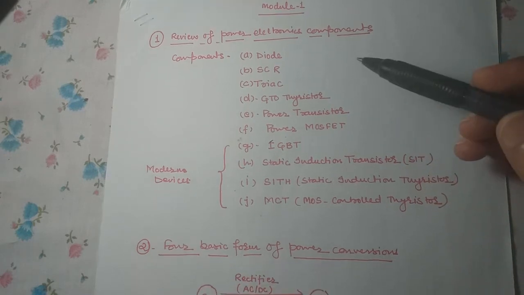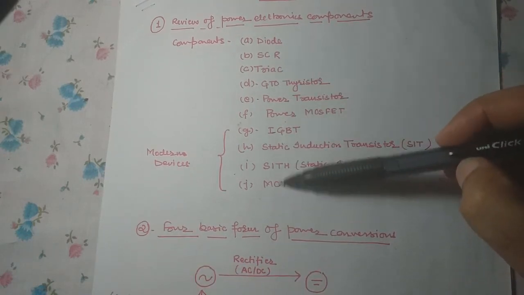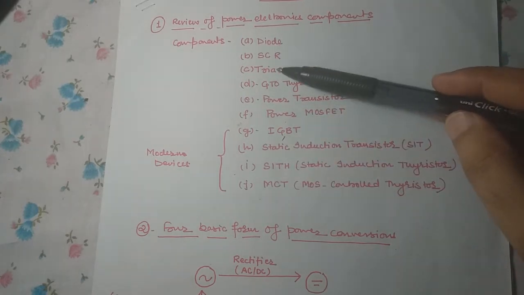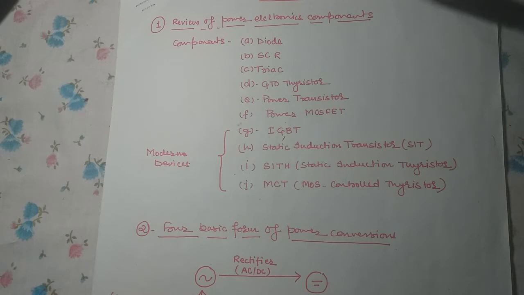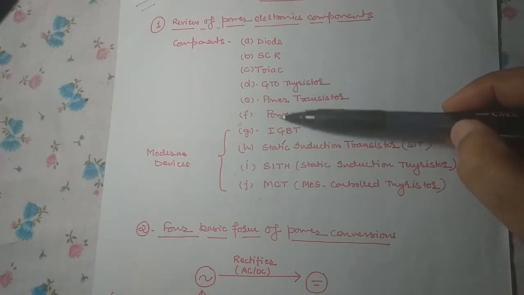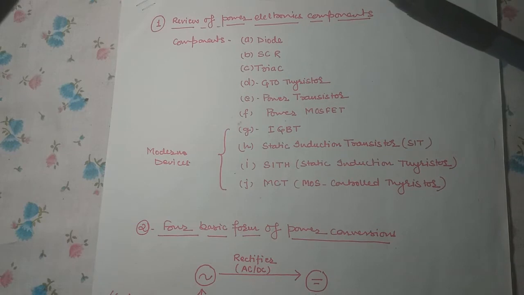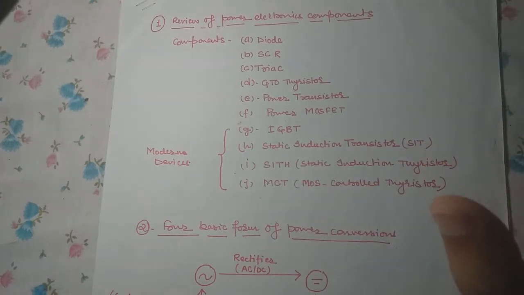So the devices listed above are the power electronic devices which were commonly in use earlier. Now these lower ones, G, H, I, J, these are IGBT, SIT, and SITH. These are the modern devices.